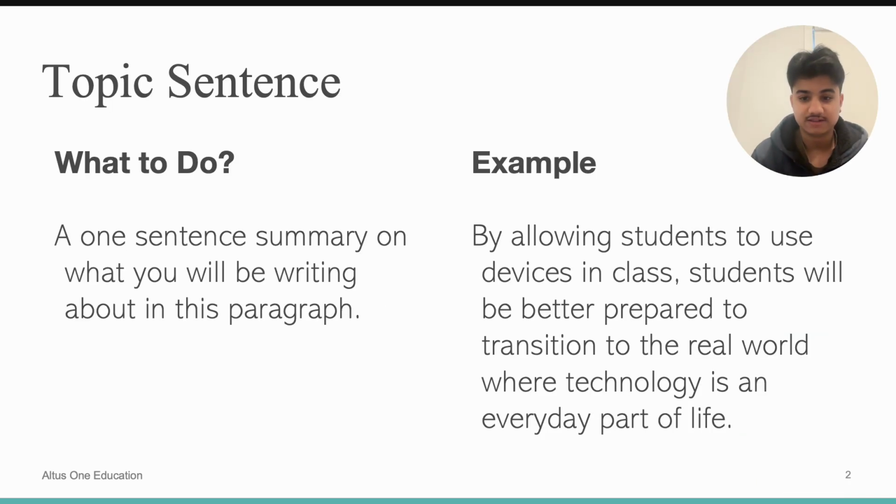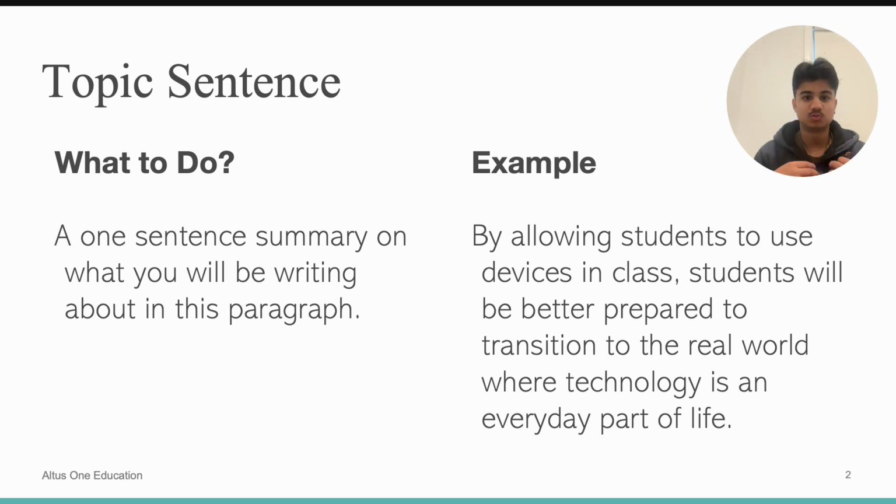So obviously, once we are developing an argument, the first thing we want to state is actually our argument itself. And this is where we actually make the initial assertion that I was talking about in the previous slide. And this happens in the topic sentence. So this is a 1-sentence summary on what you will actually be talking about in this paragraph. So for example, in the context of saying that it can help students develop key technical skills that can be useful in the future, we can say that by allowing students to use devices in class, students will be better prepared to transition into the real world where technology is an everyday part of life.